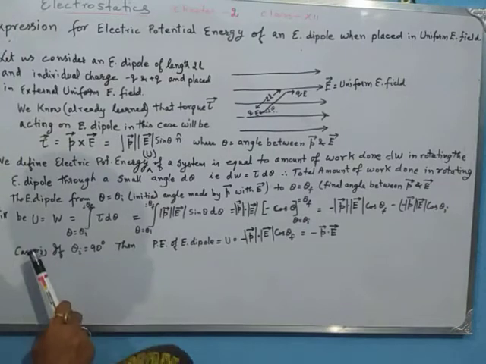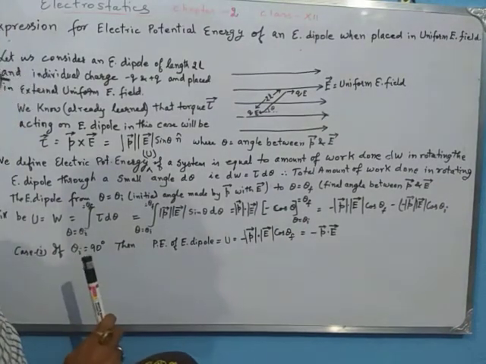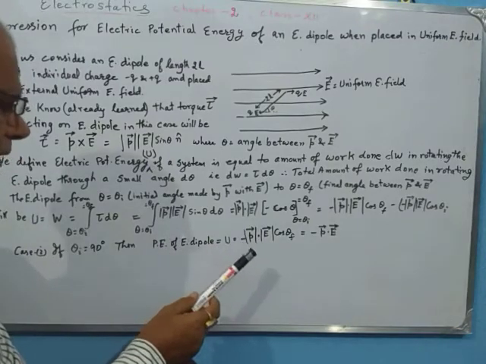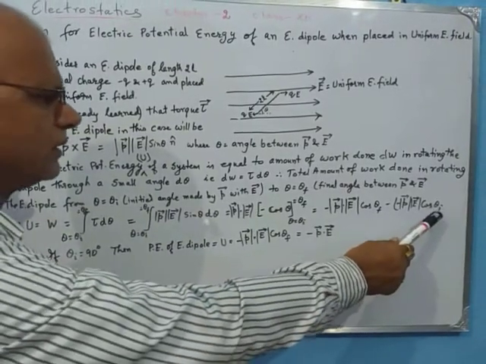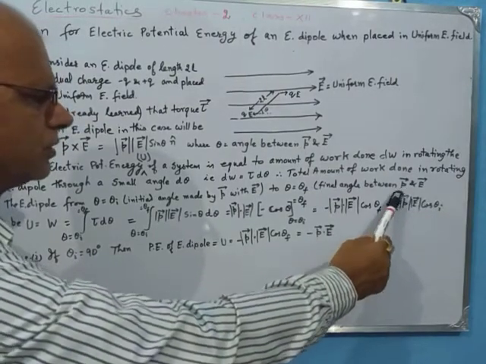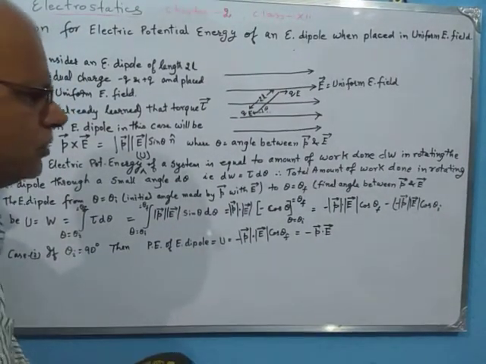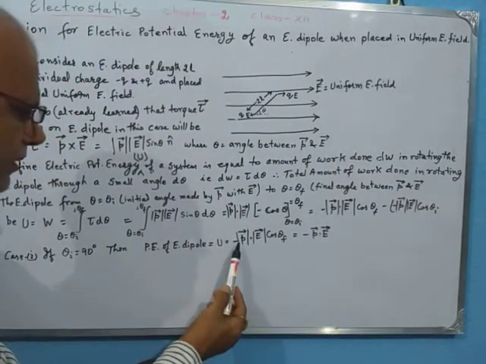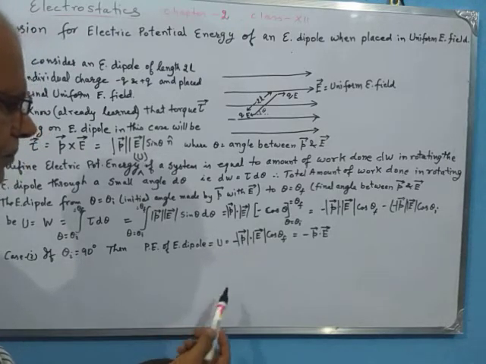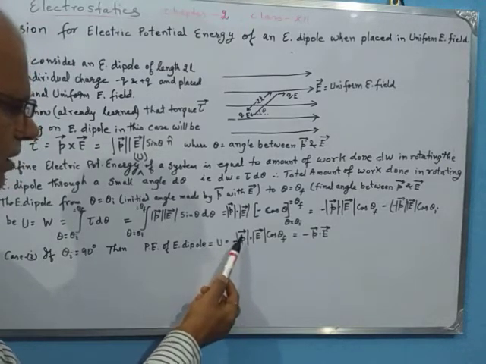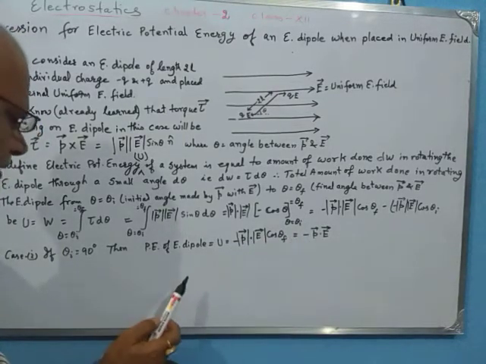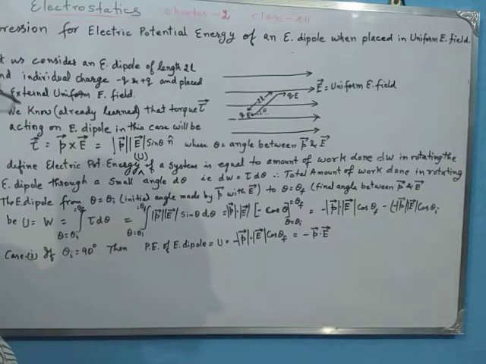But we now consider a special case, that if theta i is equal to 90 degrees, then the potential energy of the electric dipole will be, because cos theta i means cos 90 degrees is 0, this term will vanish. So we are left with minus PE cos theta f, and when we write it in dot product form we have minus P dot E. So this is the expression for the potential energy of an electric dipole which is placed in a uniform electric field.